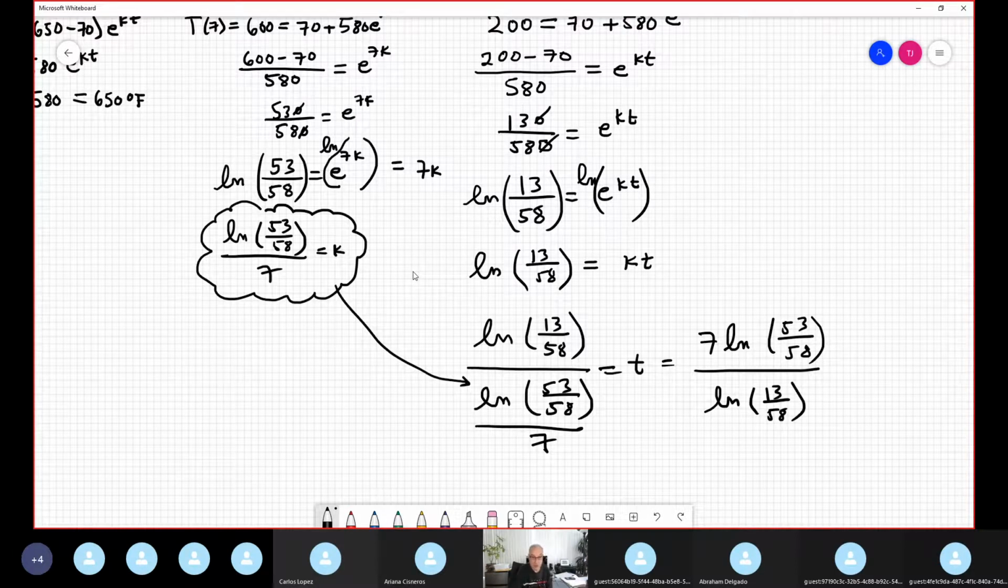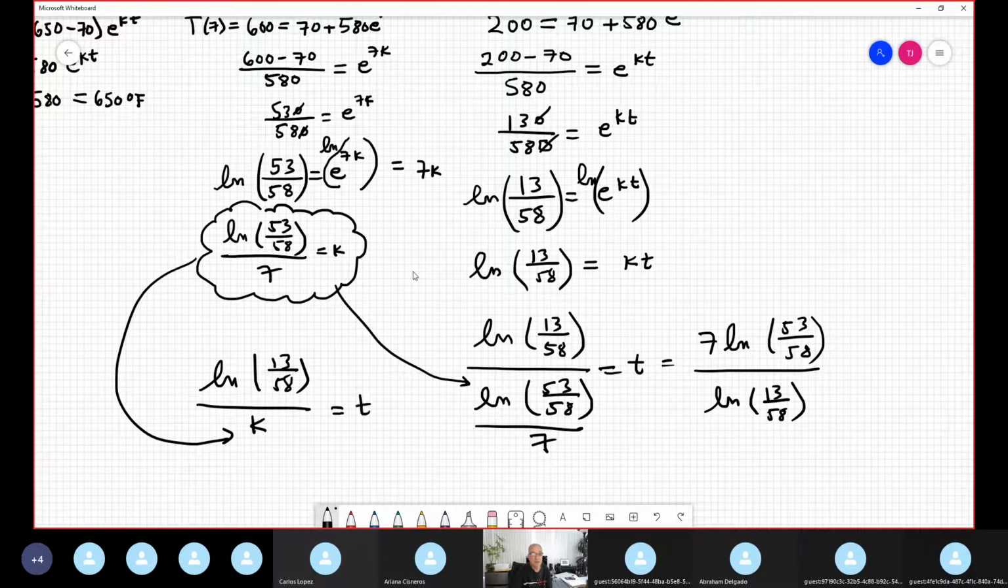The student can memorize, so put in memory k. The thing you should do is logarithm of 13 over 58 divided by k. k I have in the memory, get that one. And you get the time, 8 minutes. Okay, let's do it. Clear. Natural logarithm of 13 divided by 58. And divided by k, I have in the memory, no? Memory k. Boom. Press enter. Okay, I got it.